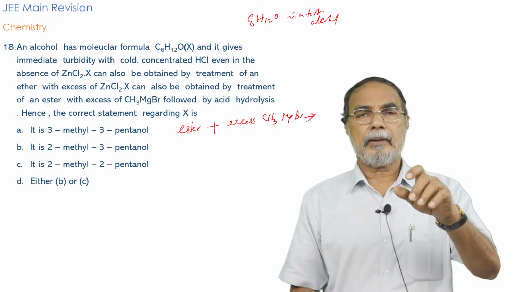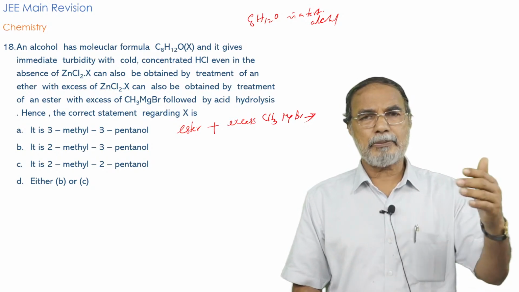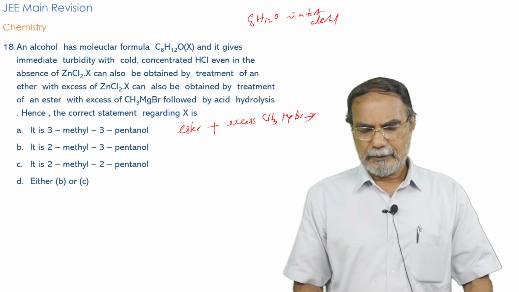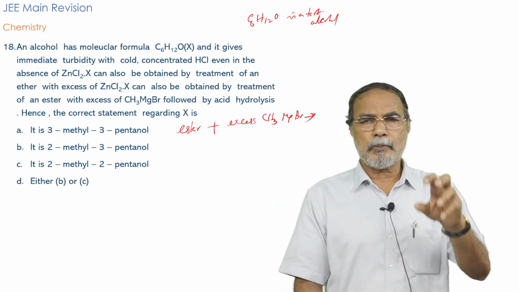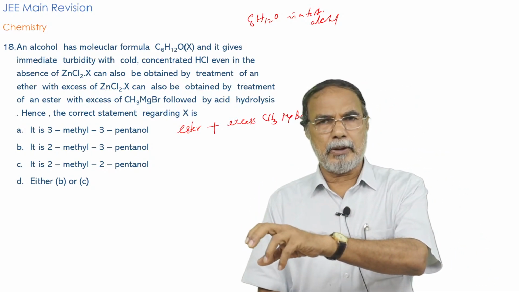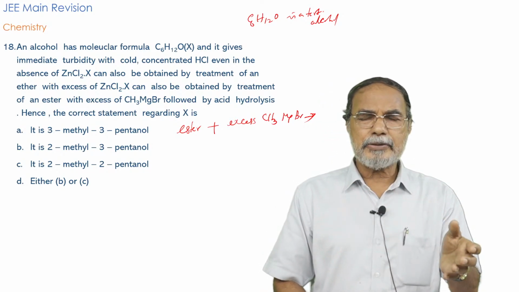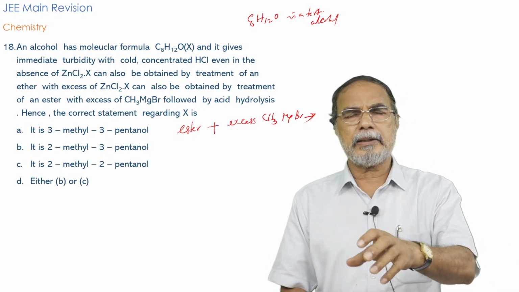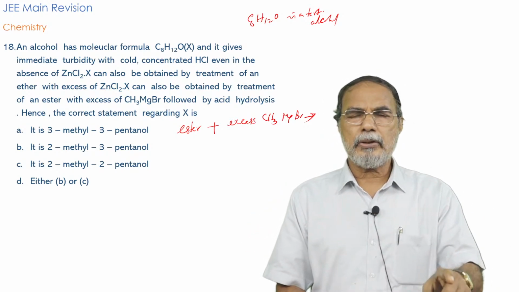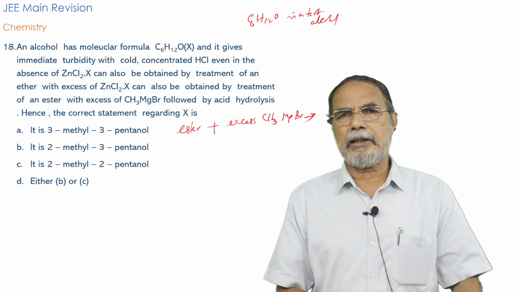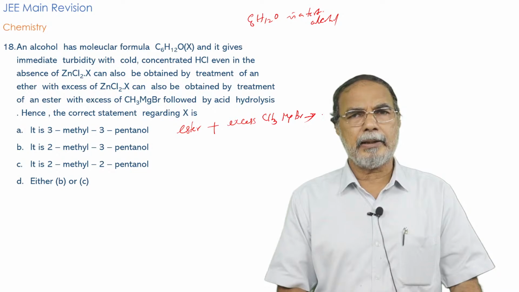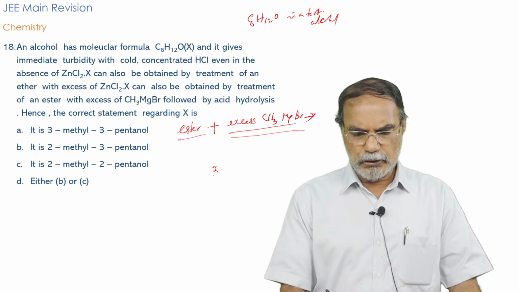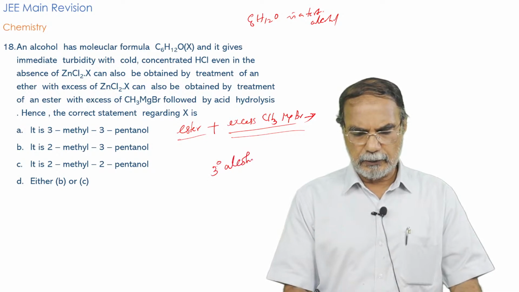And I have said it already in connection with my previous class, a couple of days back, that the reaction of formaldehyde with the Grignard reagent gives a primary alcohol. The reaction of other aldehydes with the Grignard reagent gives a secondary alcohol. And the reaction of a ketone with the Grignard reagent gives a tertiary alcohol. And the reaction of an ester with excess of Grignard reagent, you require 2 moles of Grignard reagent, also gives a tertiary alcohol.